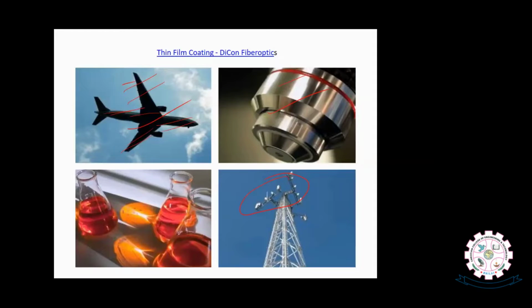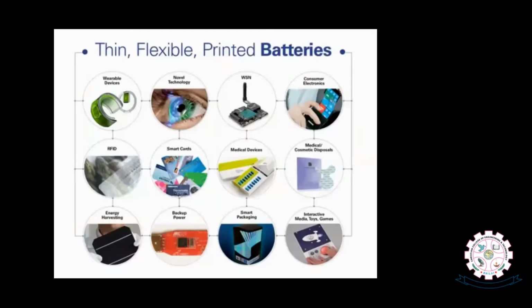And also here, if you look at different types of nanoparticles, depending on the size, the color of the material changes. Even for the same material, depending on the particle size, the color also changes. So you can play with various parameters in order to get a device. And another thing, the recent trend is thin, flexible, printed batteries. These are all very much required now.